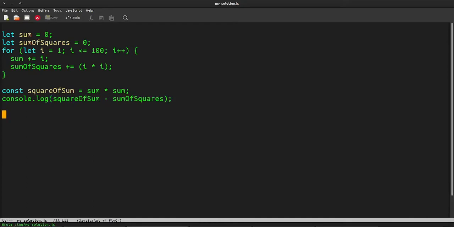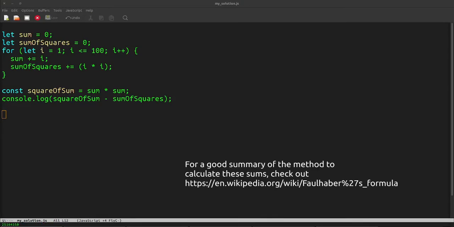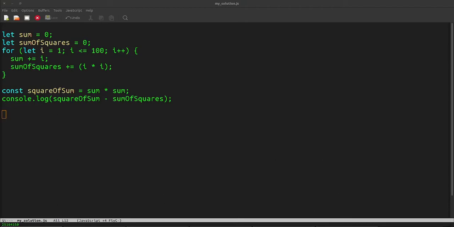Note, there are efficient formulas for calculating the sum of consecutive numbers and the sum of consecutive squares. In fact, there are efficient formulas for calculating the sum of consecutive terms for any power. But we're going up to 100, so it's fairly easy to just do a loop. At the end of the program, we square the running sum, take a difference, and print out the result.